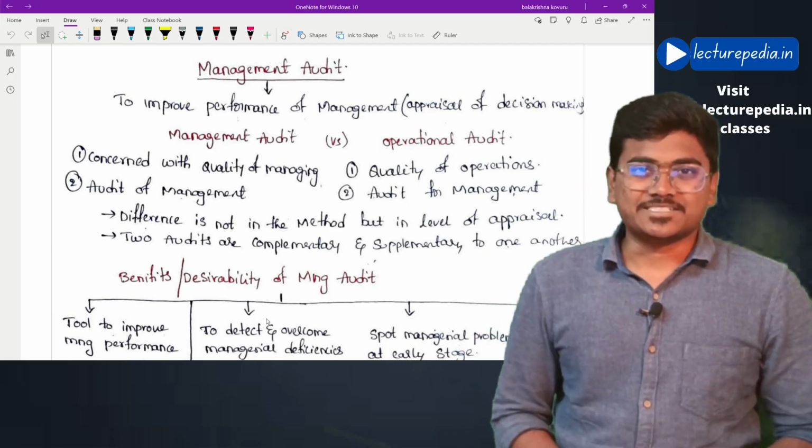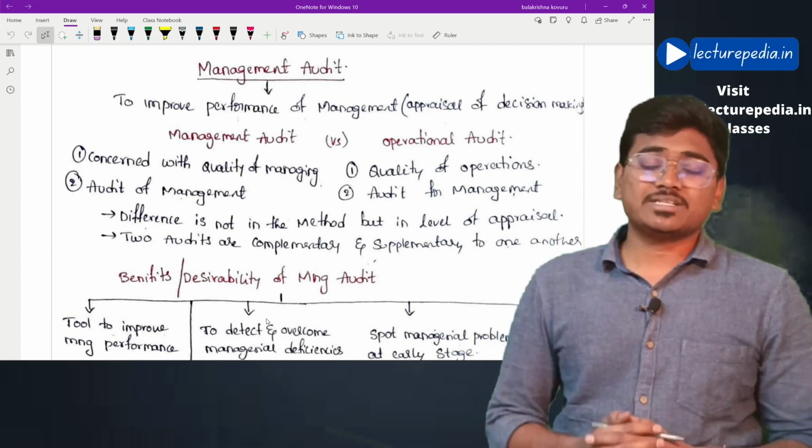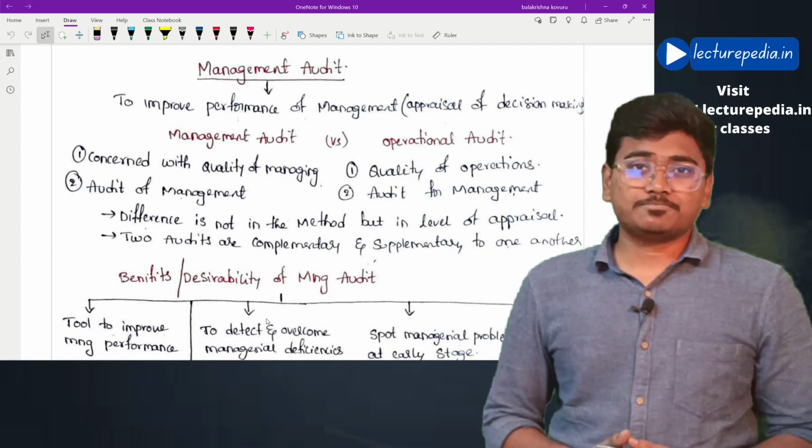Even I am fantastic. Now in today's class we will be revising management audit. In the previous class we have revised internal audit.